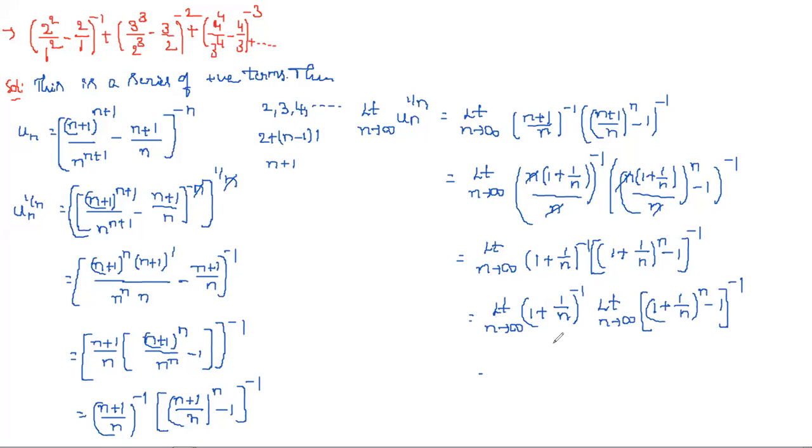So this is equal. If you apply the limit for this, what will we get? 1 plus 1 by infinity, anything by infinity is 0. 1 plus 0 is 1. 1 power minus 1 is also 1. So 1 into. And what about this?